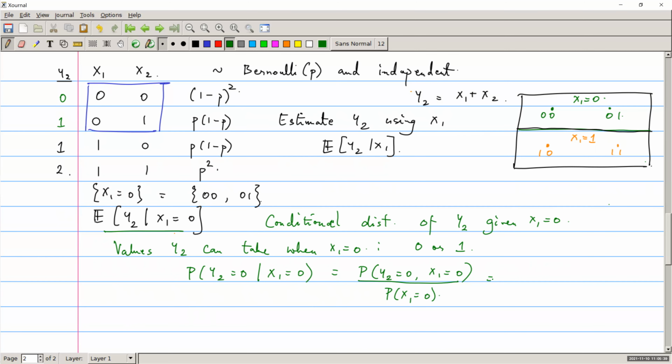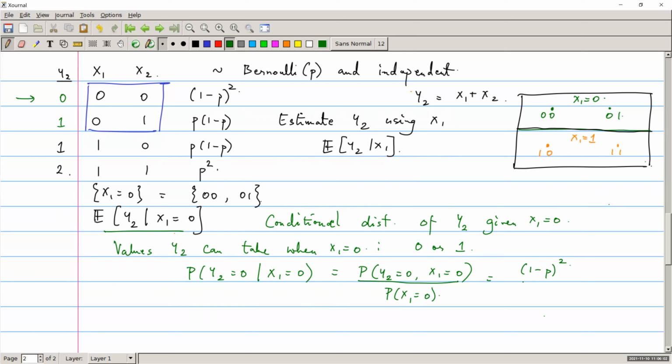Right. So there's just one outcome. The outcome 0, 0. There's just one point in the universe that satisfies y2 is 0 and x1 equals 0. And that corresponds to x1 is 0 and x2 is 0. So this probability in the numerator is just 1 minus p squared.